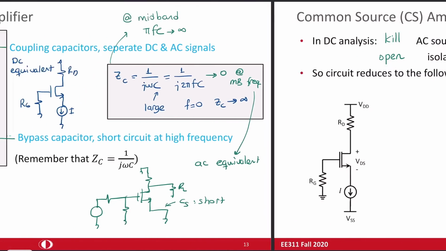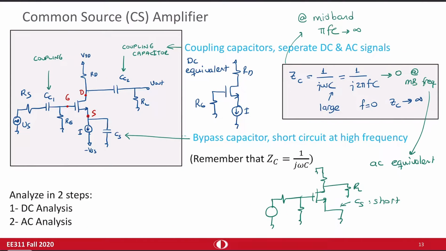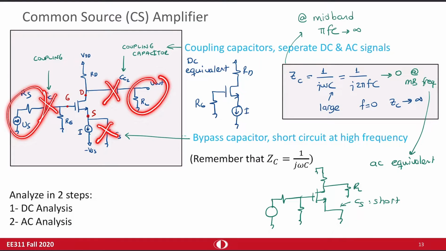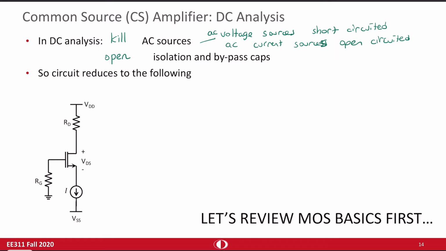So when you do this in the previous circuit, when you open all the bypass and isolation capacitors, this is gone. You don't need to worry about this part. This is gone. This is gone. You don't need to worry about this part. And the circuit is simplified into this two resistor, one transistor network. So this is my DC equivalent circuit. For all DC analysis, I'm gonna deal with this structure.